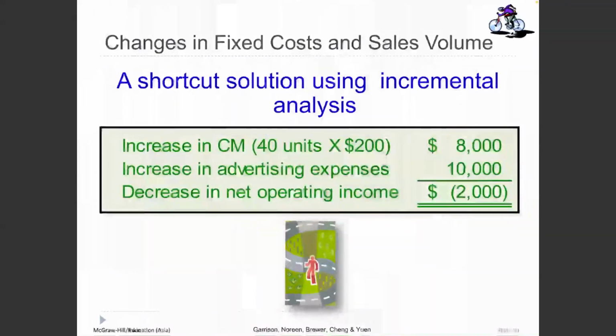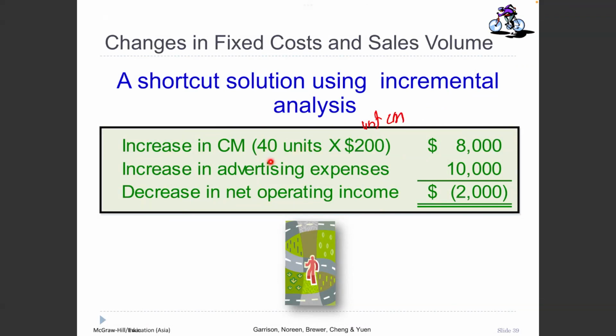Okay, so a shortcut solution using incremental analysis is to calculate the increase in contribution margin. You know that the unit CM just now is $200. So you multiply it with the increase of sales, which is 40 units.